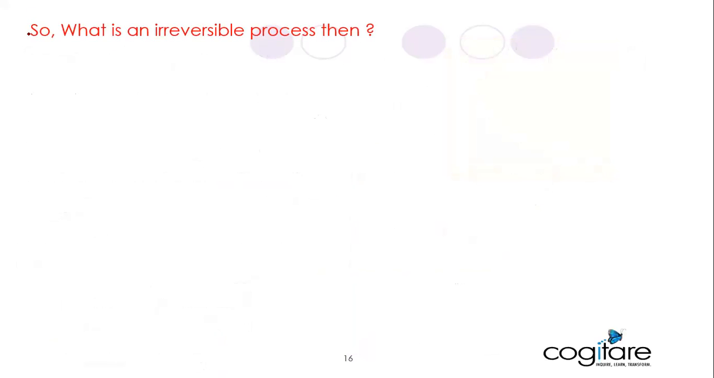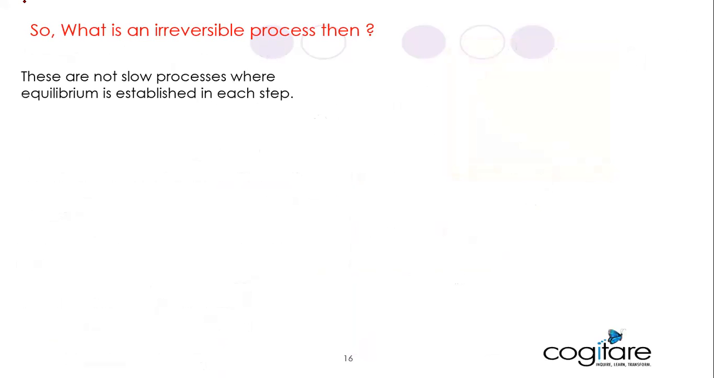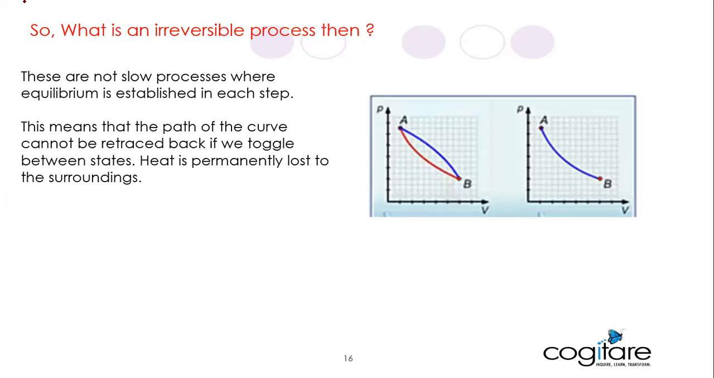Okay, so far we have been talking about a reversible process, a very special process. Then our question is, what do you mean by an irreversible process? So, Keshav, can you help me continue this? Yes, sir. What is an irreversible process? These are not slow processes where equilibrium is established in each step. This means that the path of the curve cannot be retraced back if we toggle between states. Heat is permanently lost to the surroundings.